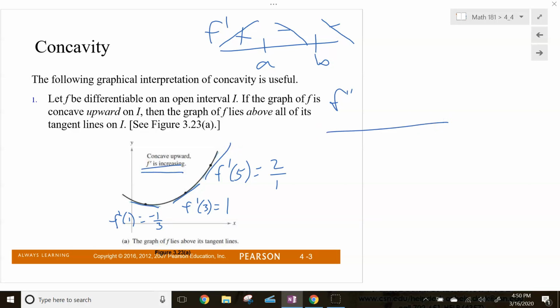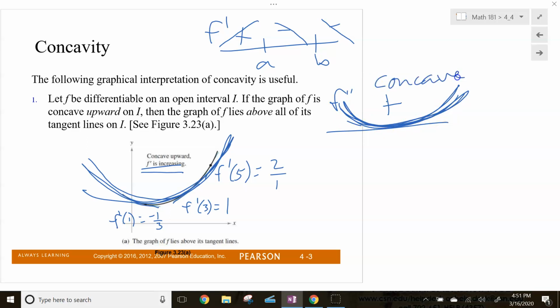So f double prime is describing f prime, meaning f prime is increasing. That's when you're going to get that shape of concave up. So that's describing the original function then. If f prime is increasing, the original function must be concave up. It's got that little smiley to it. It's kind of parabolic, if you will. So all those tangents are on the bottom side of that curve, okay?